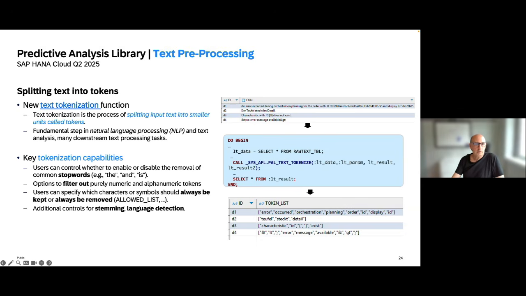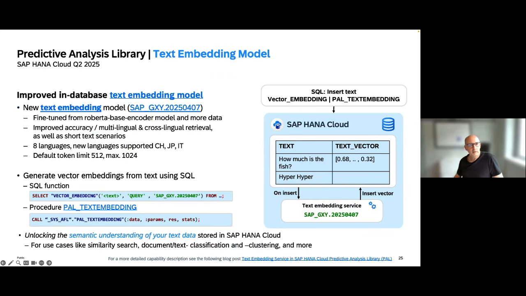We have a new embedding model version delivered in the Q2 release of HANA Cloud. It's fine-tuned, derived from a different model, the RoBERTa base encoder model. We fine-tuned it with even more data and languages, and improved accuracy for multilingual or cross-lingual retrieval scenarios, as well as short text scenarios, like if you want to search for column names, table names, stuff like that.